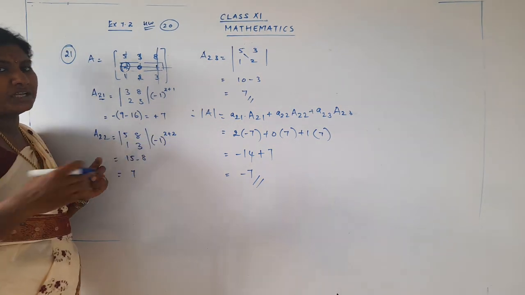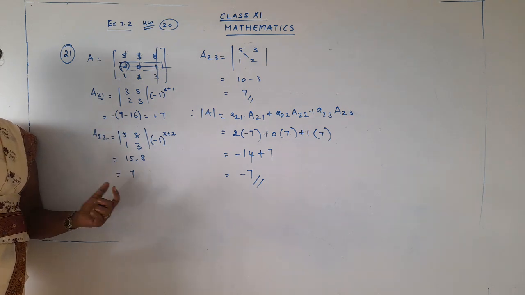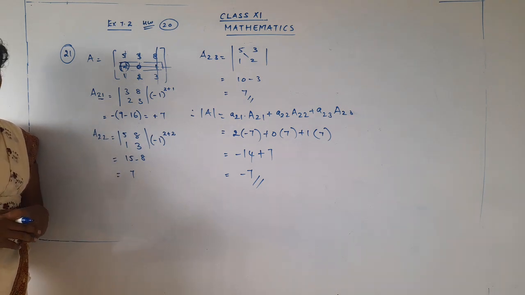So 2 plus 2, it is positive. So no need to worry, the answer will be as it is. It will be 7.